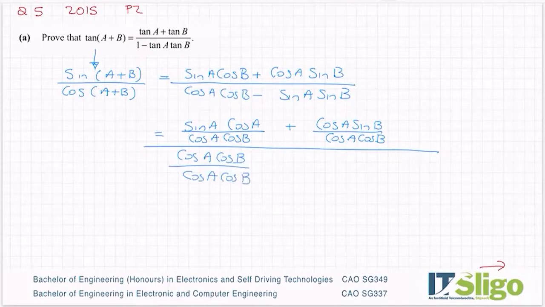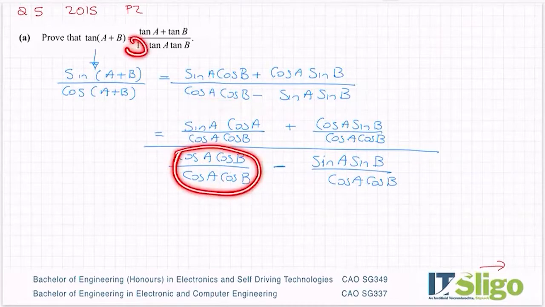There's the one that I wanted. Minus sine A sine B over cos A cos B. I hope that makes sense. I literally just divided each of the four pieces of that by cos A cos B. Why that one? Because I see there's a 1 up there and that forces that to be 1.